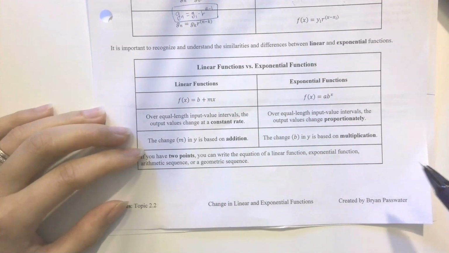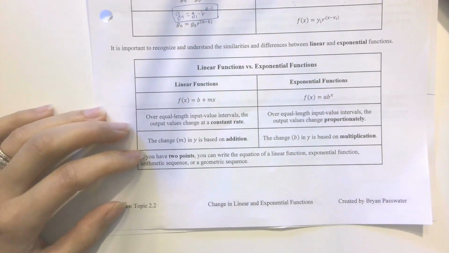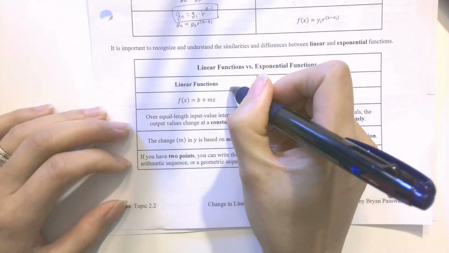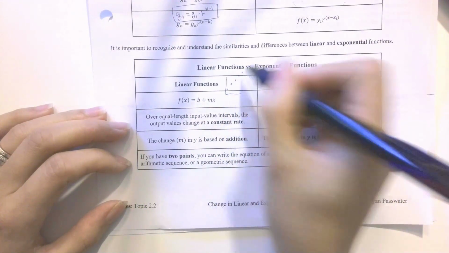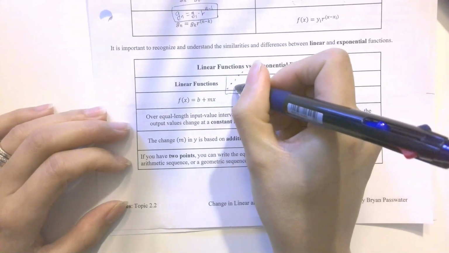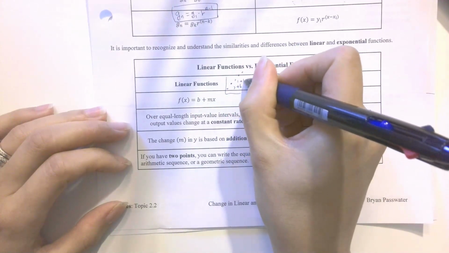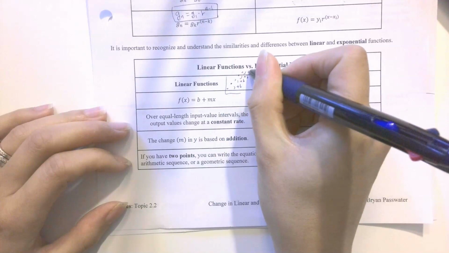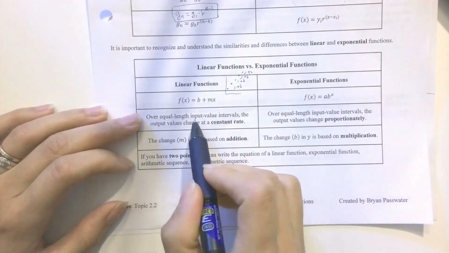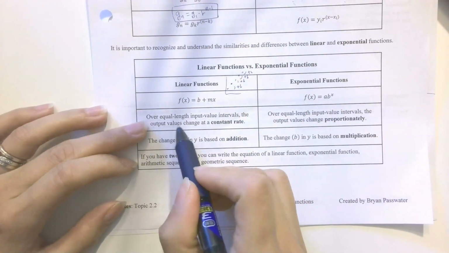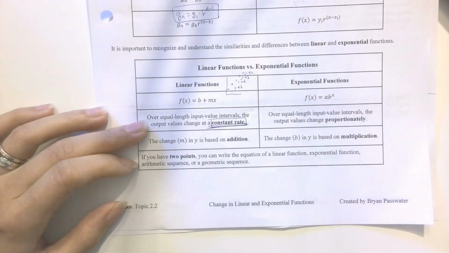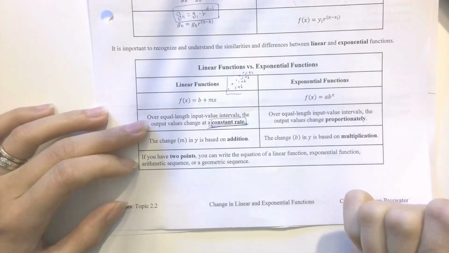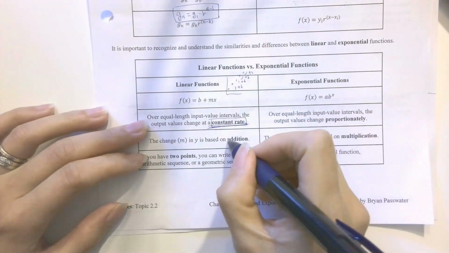All right. So how are they similar? How are they different? Linear and exponential function. Linear looks like the same slope, right? So between the y values, you're adding the same amount. What do we call it? Common difference. Right? So over equal-length input value intervals, the output value changes at a constant rate. And what is that rate? The slope, the common difference, all the same thing. And it changes by addition.